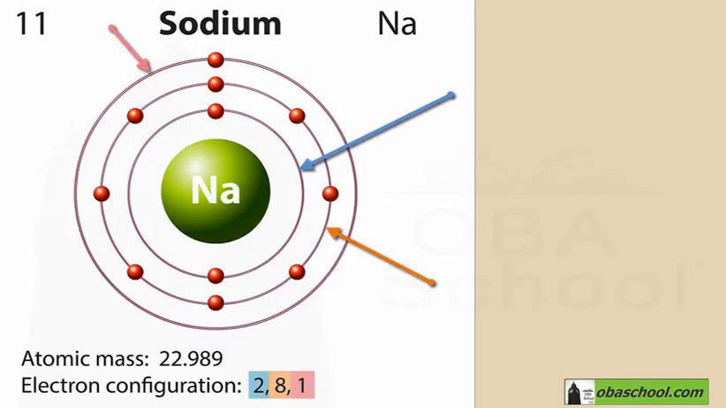The first is occupied by 2 electrons, the second is occupied by 8 electrons, and the third and outermost energy level is occupied by only 1 electron.